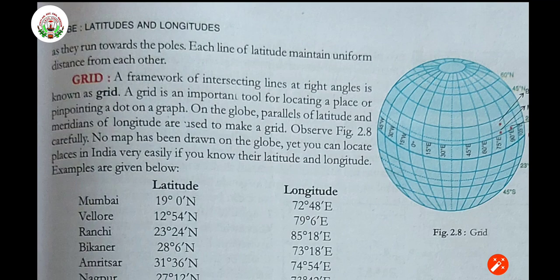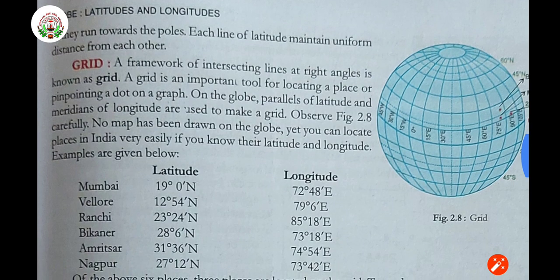Now, grid. You have seen your graph paper, right? There are crisscross lines over there. Grid is mentioned in geometry, you have seen that. So what is a grid? A framework of intersecting lines at right angles is known as a grid. They are joining, intersecting, crossing each other.